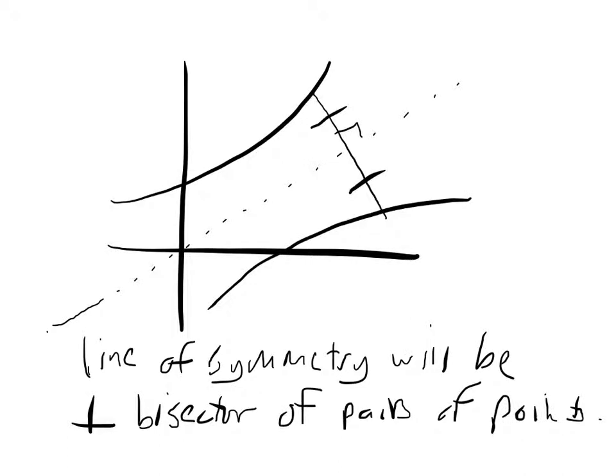And so if that line y equals x is the perpendicular bisector of every pair of points on a function and its inverse, then that line is going to be a line of symmetry for a function and its inverse, because that's our definition of what a line of symmetry is. Connect 2 corresponding points on your graphs, and if that line is the perpendicular bisector of the segment connecting those 2 points, then that line is a line of symmetry.